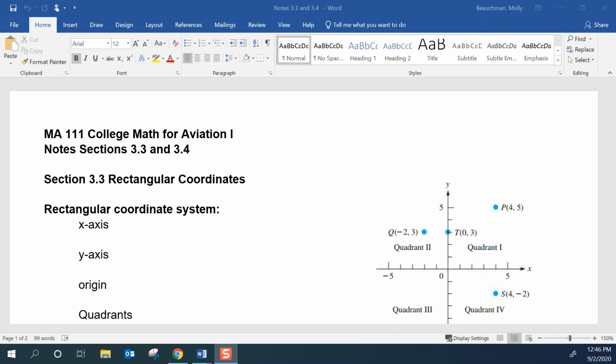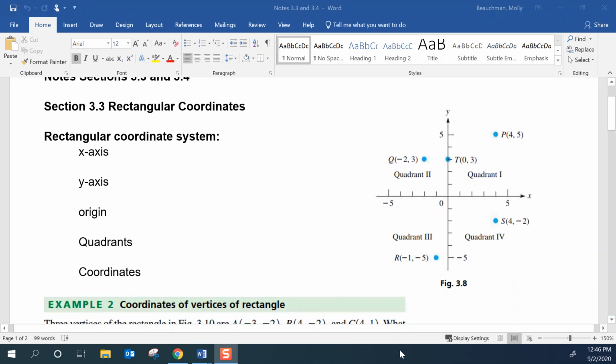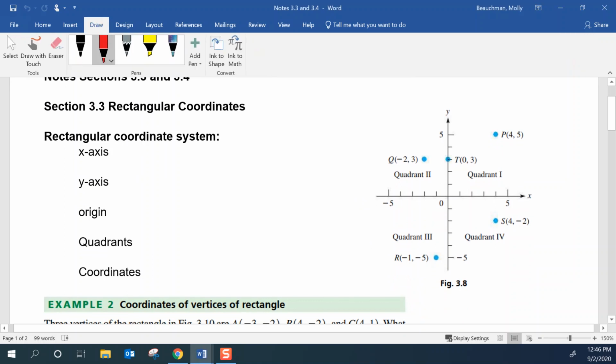In this video, we'll take a look at notes for sections 3.3 and 3.4. Section 3.3 is a reminder of what a rectangular coordinate system is. A rectangular coordinate system has an x-axis, that would be the horizontal axis.